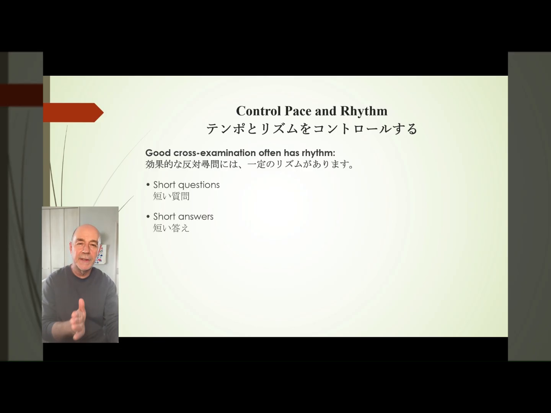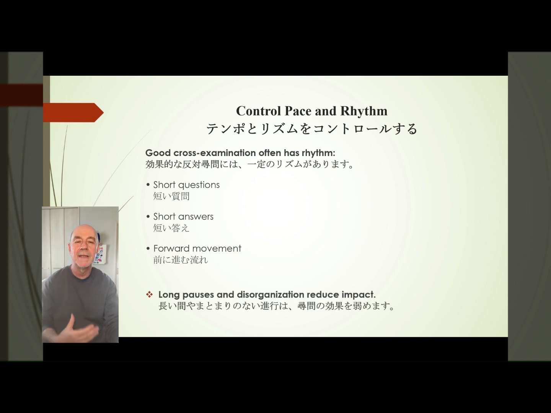And there should be this feeling of moving forward from one point to the next. And so when you write your cross-examination, when you create it, you should be moving from A to B, then conclusion C. There should be this feeling that you're moving towards a point or something that's important. Long pauses and disorganization, if you're cross-examining and for some reason you take a long time in between questions or you seem disorganized in what you're doing, that can reduce your impact. So you have to be very careful to keep things as simple as possible, keep things moving.